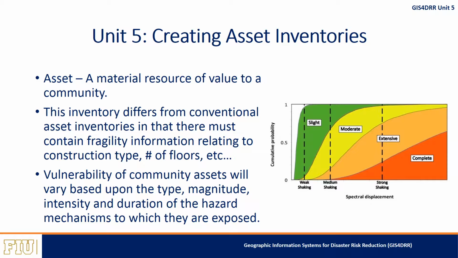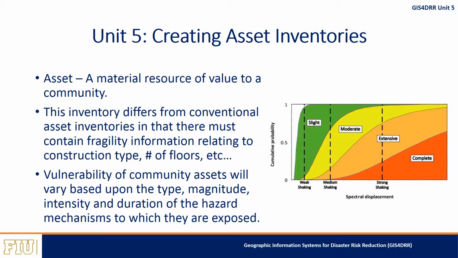As we've said before, an asset is any material resource of value to a community. So it can be a hospital, it can be a road, it can be a person. The inventory differs from conventional asset inventories in that it must contain fragility information relating to the construction type or number of floors. Now, this is necessary for more sophisticated analysis.